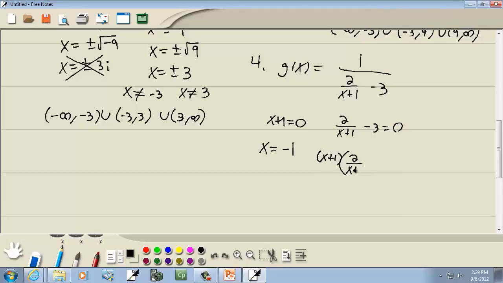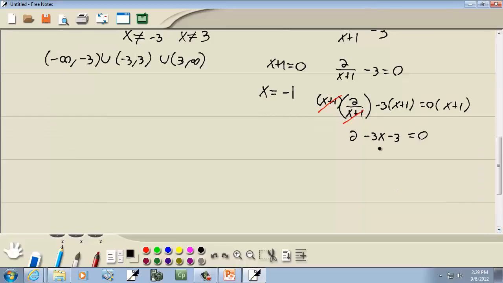So multiply times our first fraction, multiply times the negative 3, and we'll multiply times the 0. Well, the x plus 1 is going to cancel here and leave us 2. Negative 3 times x is negative 3x. Negative 3 times 1 is negative 3. 0 times anything is 0, so that's going to drop away. At any step, combine together numbers. 2 minus 3 gives us negative 1.